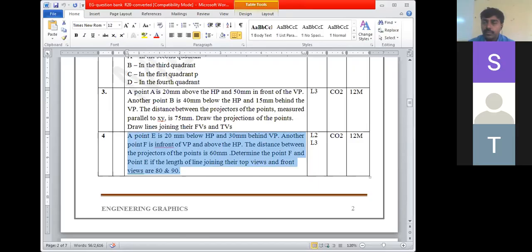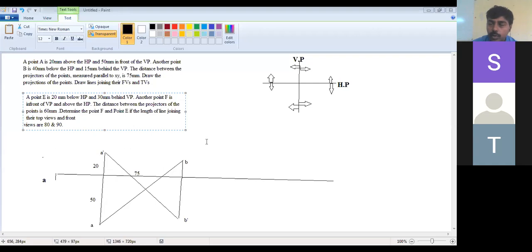See now, this question, the second question, what we are going to draw now. Look at this question. Earlier we did point E, how are we going to draw this? Point E is 20 below and 30 behind the VP. Now 20 below, see now 20 below, see this 20 below and 30 behind VP.